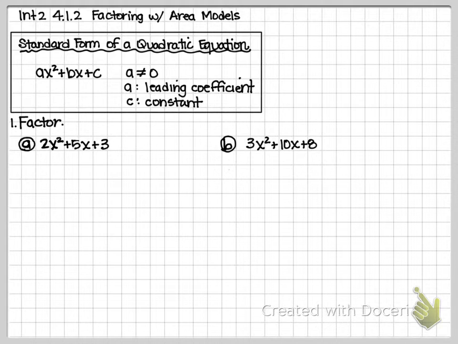So this is section 4.1.2 for Integrated 2. We're going to continue factoring. This time, though, we're going to use area models as opposed to the algebra tiles. So this is that generic rectangle.